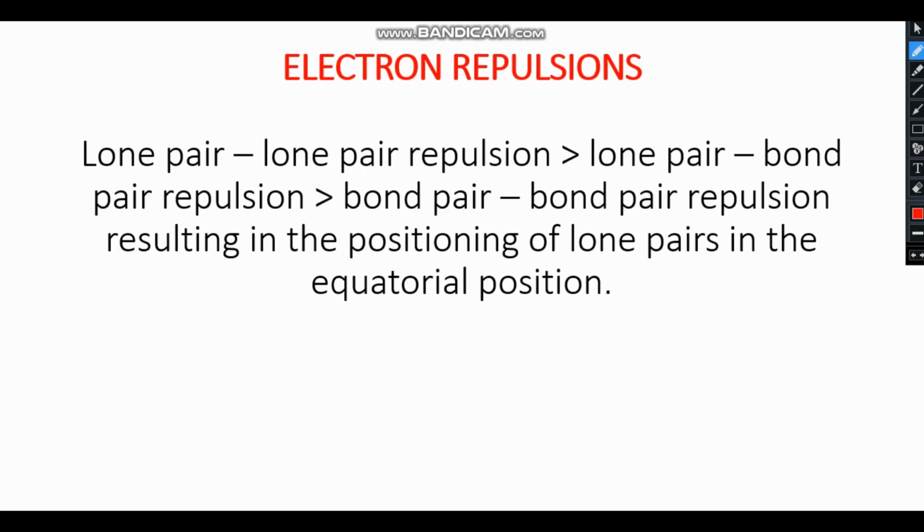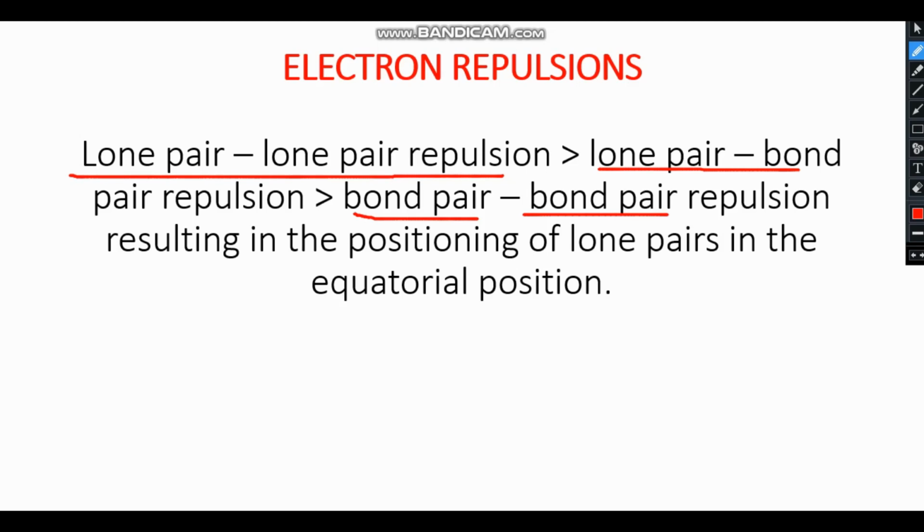Now, as you can see, it is already showing that the repulsion between the lone pair and the lone pairs is greater than the repulsion between a lone pair and a bonded pair. And in turn, this is greater than the repulsion between the bonded pair and the bonded pair. So what does this simply mean? The influence these repulsions have when you have two lone pairs is greater than when you have one lone pair and bonded pairs, or when you have all bonded pairs.